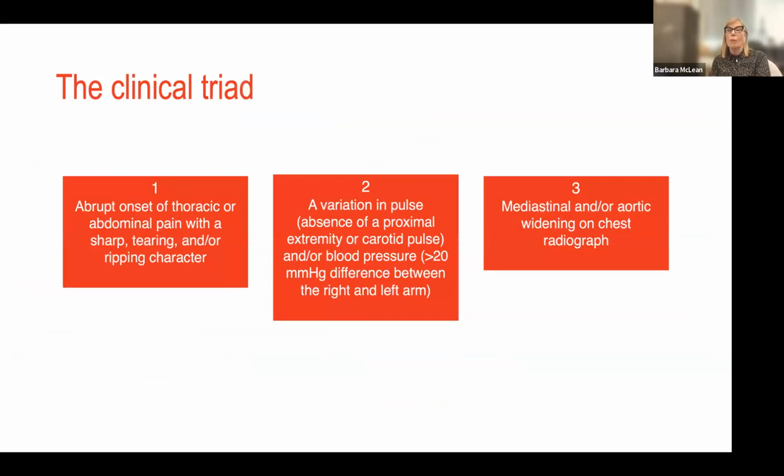Okay, so this brings me to the clinical triad of a patient with aortic dissection. And I'm sorry, my friends, I wish it was a lot more specific. Sudden onset of thoracic or abdominal pain with a sharp, tearing, or ripping character, unbearable. That patient looks at you and says, I'm going to die, please don't let me die, just like they do with the massive PE. And you know what? Most of the time they're right.